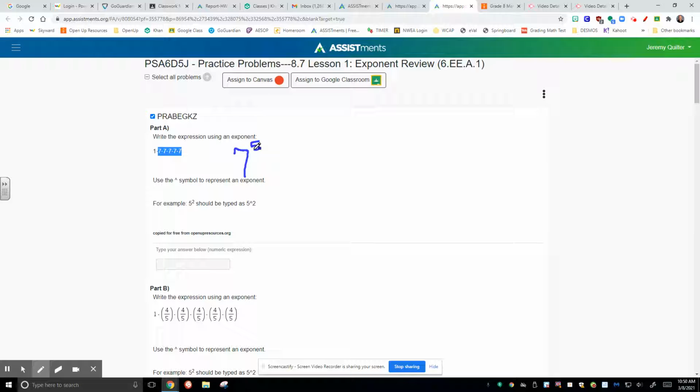When we type this into the box, we need to write 7, and then we use the caret button like this, and a 5. That caret button can be found on your number 6 key, and you press the shift button and then the 6 button at the same time, and then you'll get that caret button. And that's how we need to respond to that one.